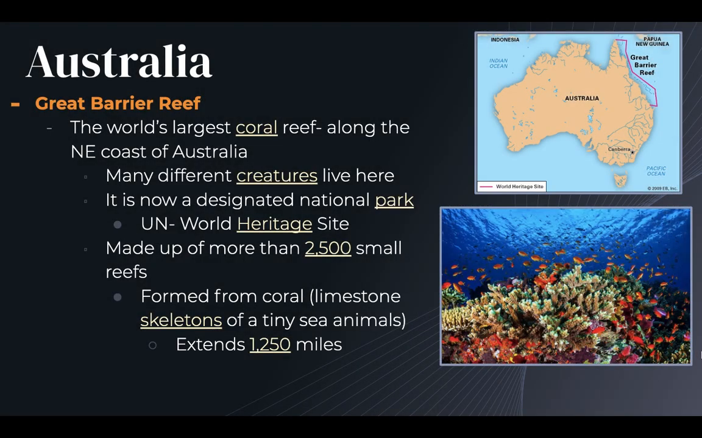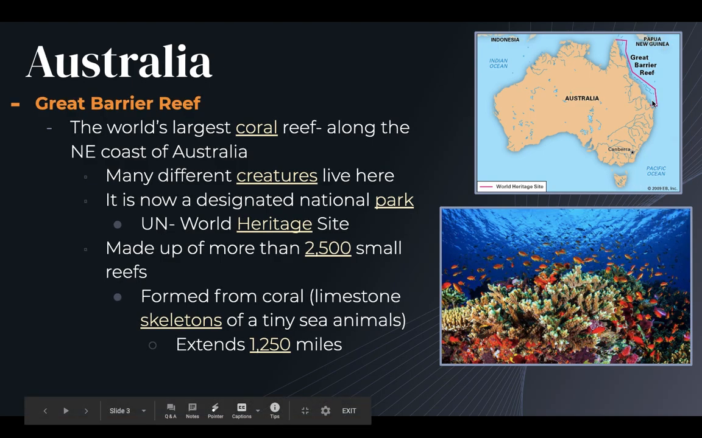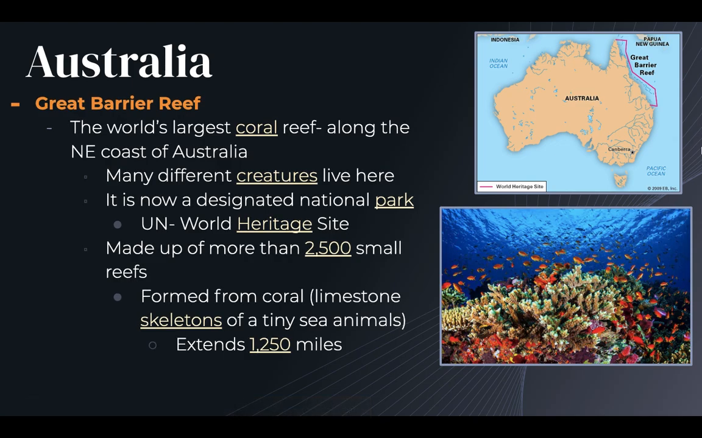All right. So let's talk about the Great Barrier Reef. The Great Barrier Reef sits on the northeastern coast of Australia. So it's this right here in this map. This is a national park and it's a UN World Heritage Site. There are a lot of different types of animals that live there. It's very colorful. There's all kinds of different fish and other animals that live there. It is a protected part of the world.